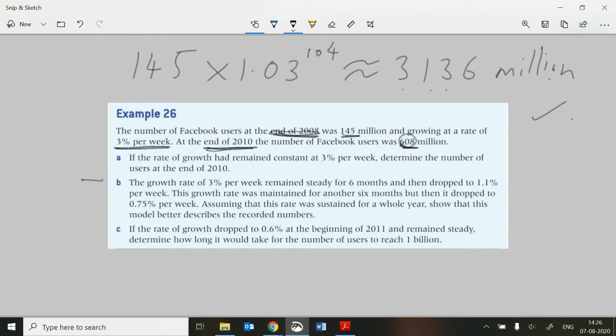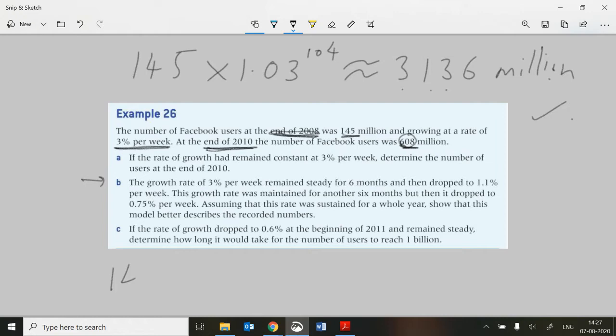And for part B then, it says the growth rate of 3% per week remained steady for 6 months and then dropped to 1.1% per week. This growth rate was maintained for another 6 months, but then it dropped to 0.75% per week. Assuming that this rate was sustained for the entire year, show that this model better describes the recorded numbers. Okay, right.